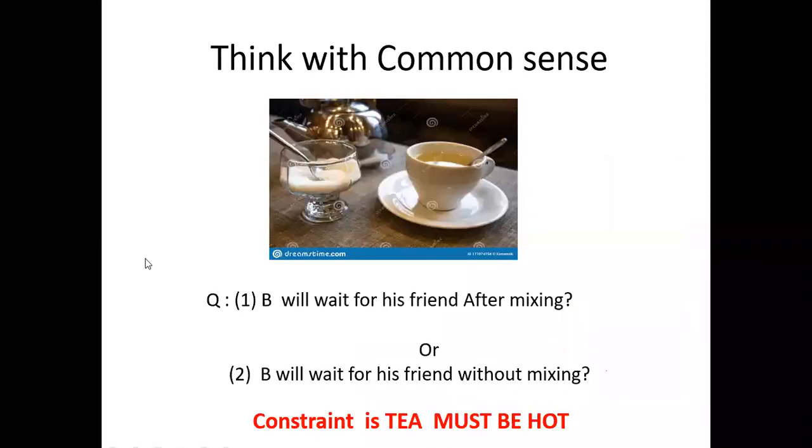My question here is, let us consider these as raw materials. B will wait for his friend after mixing, or the second option is B will wait for his friend without mixing. Here we have only two options, that is with mixing and without mixing. But here there is a constraint, meaning a condition. The condition is the tea must be hot. That is the condition.